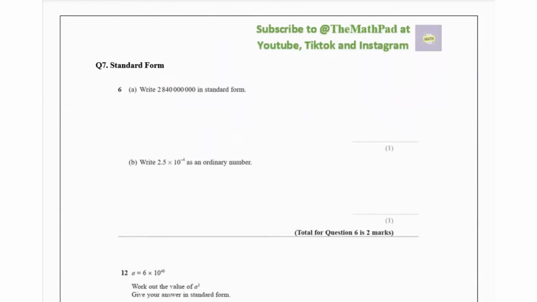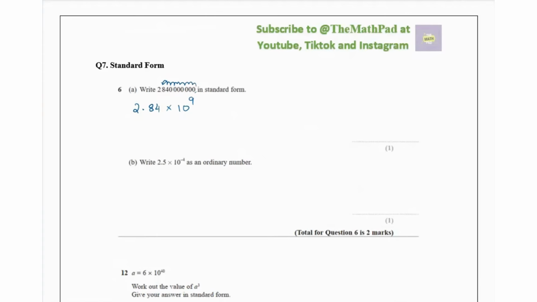Then standard form. So we have to write this number in standard form. So right now this is an ordinary number form. So to convert it in standard form, we're going to first remember that every whole number has a decimal at its end. Whether it's written or not, the decimal exists. So the decimal is over here. So we're going to move the decimal 1, 2, 3, 4, 5, 6, 7, 8, 9 places to the left side. So that's going to be 2.84 times 10 to the power of 9.